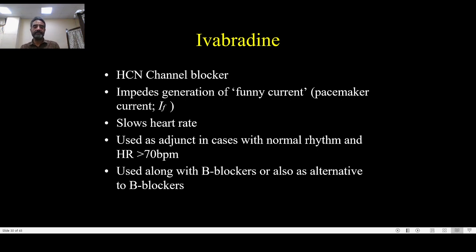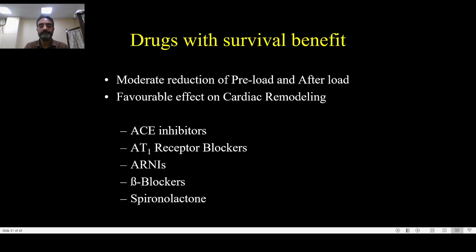Ivabradine is an HCN channel blocker. It impedes the generation of what is called the funny current, which is a pacemaker current denoted by IF. It slows down the heart rate. It is used as an adjunct in cases with normal rhythm and heart rate more than 70 beats per minute. If the heart rate is less than that, it is not used. It is used along with beta blockers or also as an alternative to beta blockers.